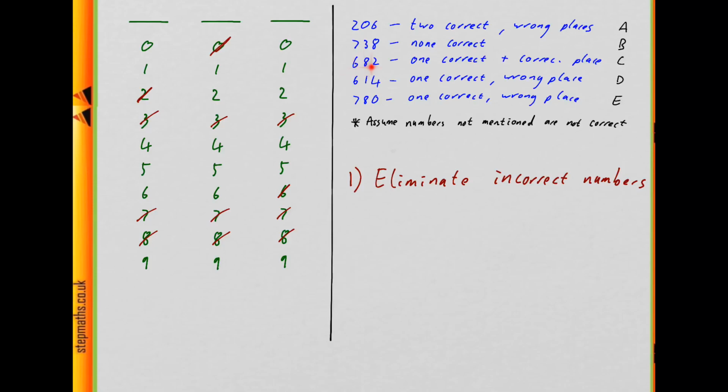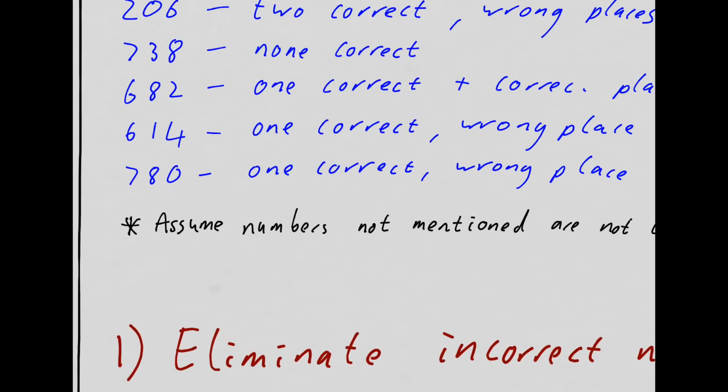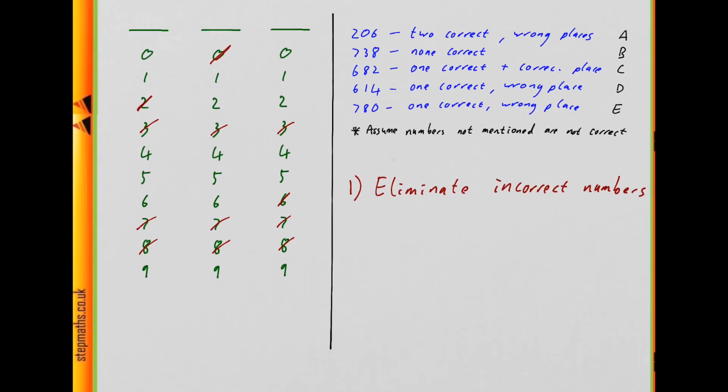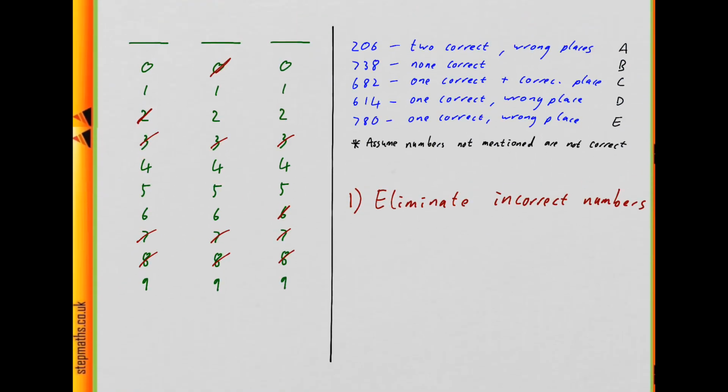Now let's look at 682. It says 1 is correct and in the correct place. Well, we don't know which one that is, so we can't eliminate any options at this point. So we can't eliminate 6 from either of these columns, for instance, because for all we know, the 6 here is correct, but for all we know, also it isn't, because it could be one of the other 2 that's correct.